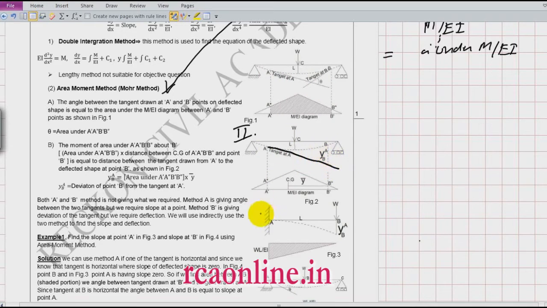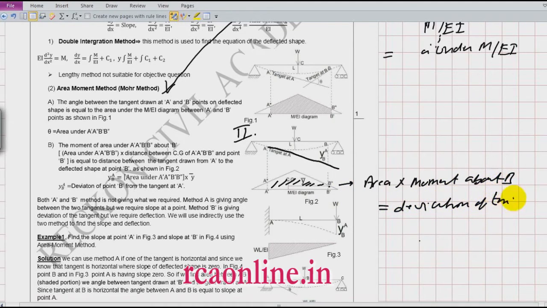Clear? Now on M over EI diagram, what I am doing? I am calculating the area and taking its moment about B point. Is it okay? So what I have done? Area into moment about B. Then what I will get? I will get deviation of tangent from deflected shape at B. What does it mean?